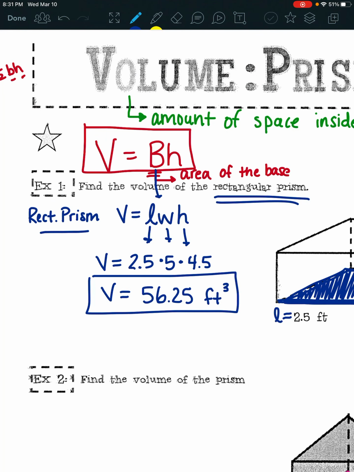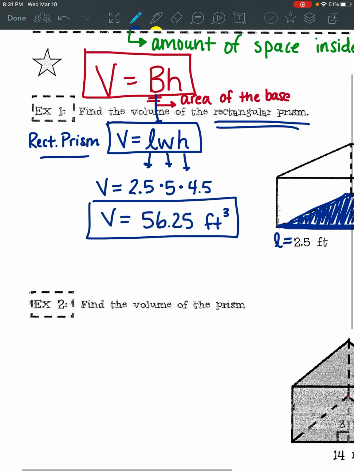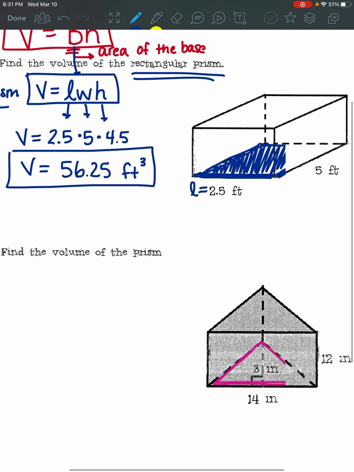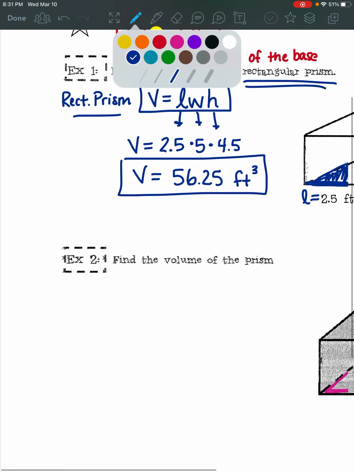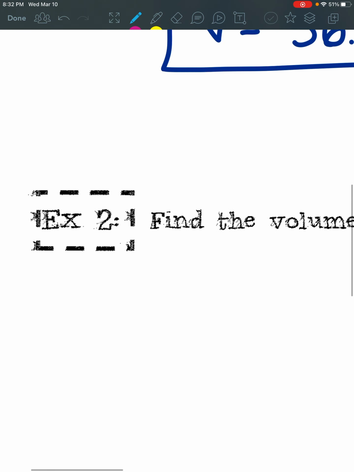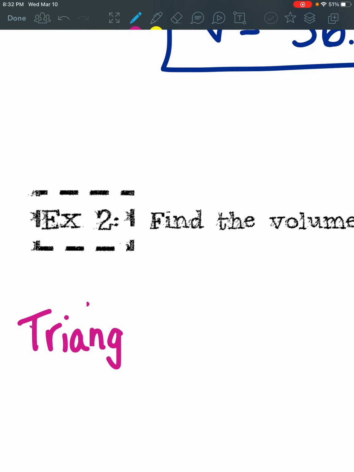So if you have a rectangular prism, you are simply doing length times width times height. Now, next example, we have a different type of prism because the base shape is not a rectangle, it's a triangle. So we call this shape a triangular prism.